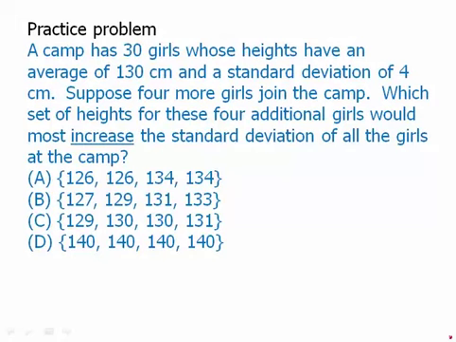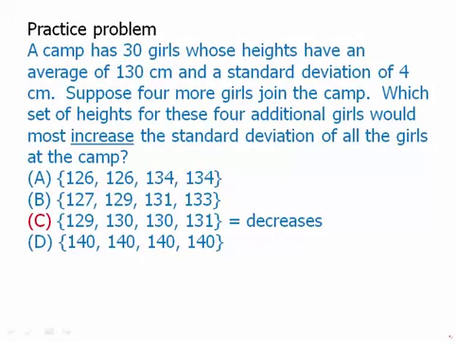Which set of heights for these 4 additional girls would most increase the standard deviation of all the girls at the camp? Well, if we wanted to decrease the standard deviation, we'd be adding girls who all had values of 130. They'd all be equal to the mean. We don't have any like that, but notice with C, 2 of them are equal to the mean, and the other 2 are very close to the mean. So all 4 of them are closer to the mean than the standard deviation, so that's going to decrease the standard deviation. So that's certainly not going to increase it.